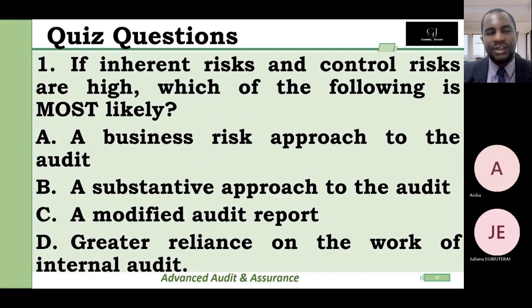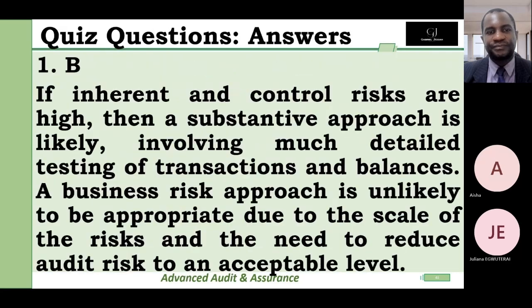So let's go back to the question so that A can understand where she got it wrong. If inherent risk and control risk are high, which of the following is most likely? The answer is B, you perform a substantive approach to the audit. The business risk approach is not likely because it's unlikely to be appropriate, looking at the scale of risk and the need to reduce audit risk to an acceptable level. So take note of that.